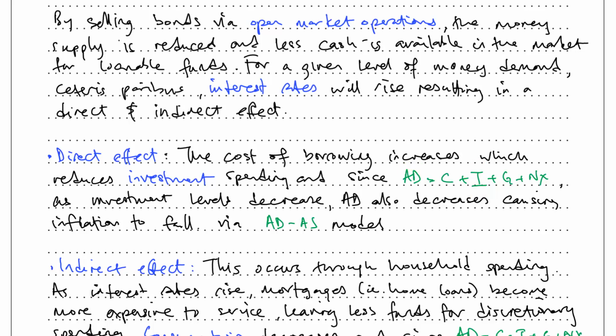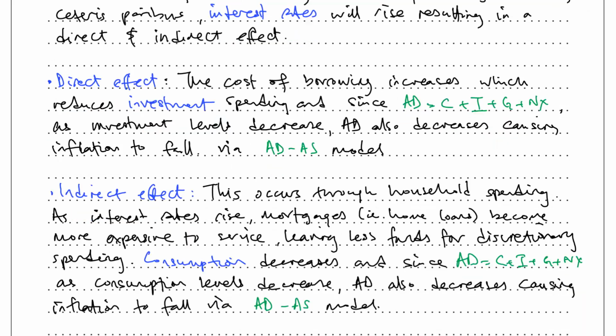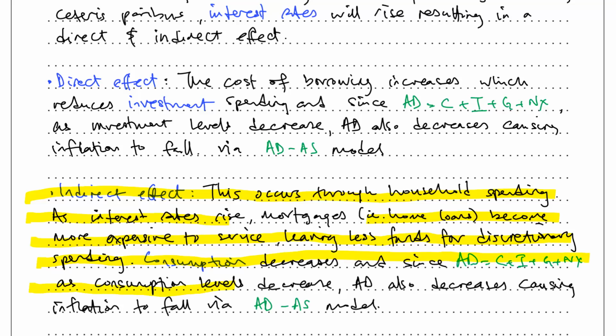The indirect effect is going to occur through the consumption channel, or the C bit. So this is what I've written. The indirect effect occurs through household spending. As interest rates rise, mortgages, i.e. home loans, become more expensive to service, leaving less funds for discretionary spending. Consumption decreases, and since aggregate demand equals C plus I plus G plus NX, as consumption levels decrease, aggregate demand also decreases, causing inflation to fall via the aggregate demand, aggregate supply model.